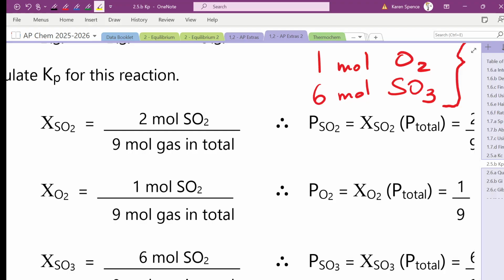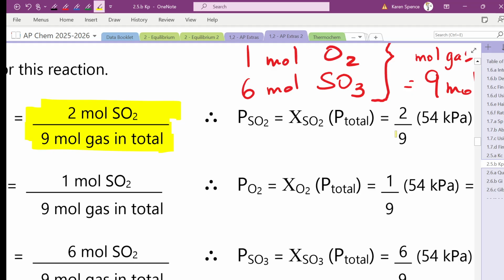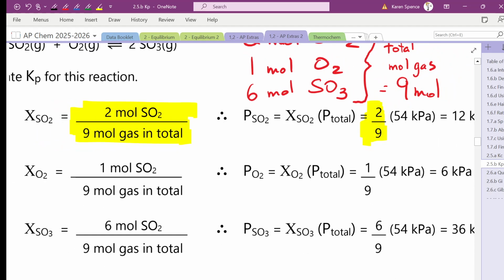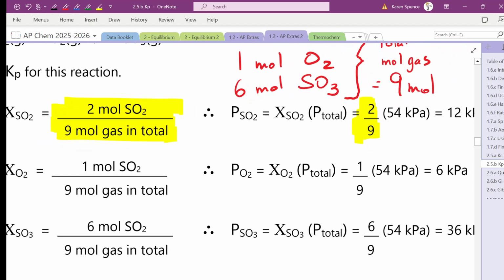You could take this part where you're calculating the moles of SO2, and you could pop it in right here. Does that make sense? If you wanted to. So you could just do it all in one step. Up to you.